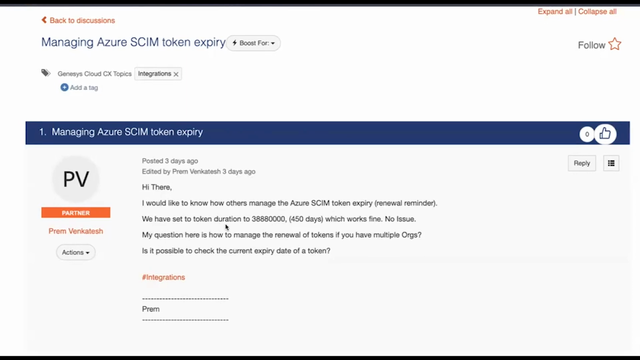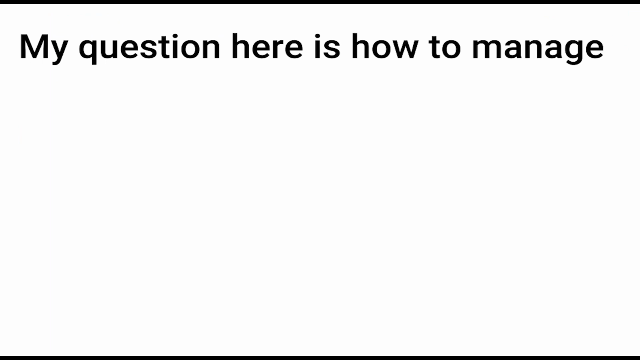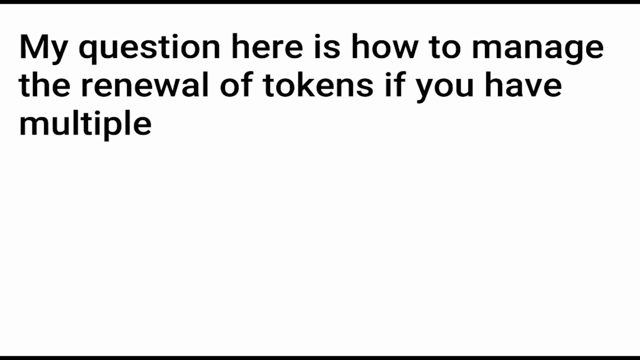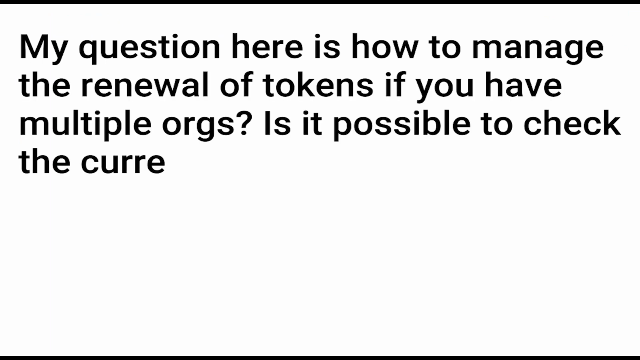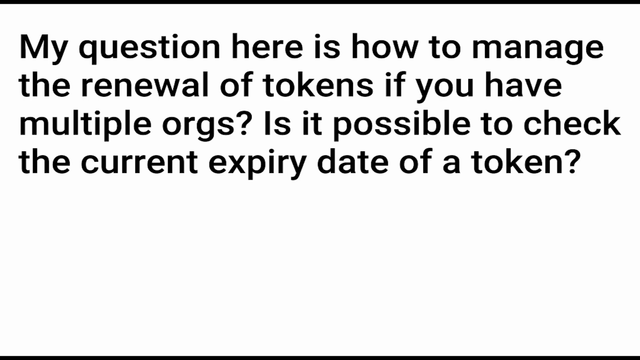We have set the token duration to 450 days, which works fine, no issue. My question here is how to manage the renewal of tokens if you have multiple orgs. Is it possible to check the current expiry date of the token? What do you guys think?